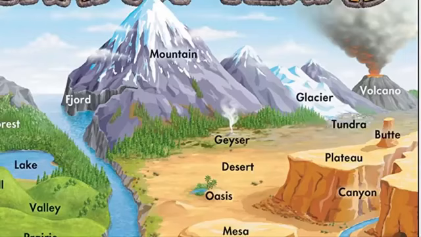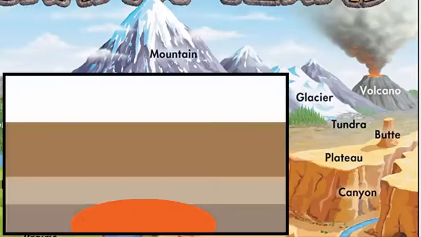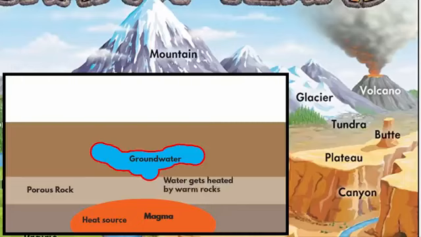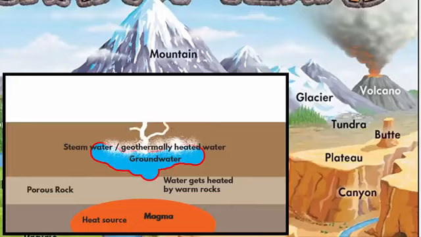The next one is the geyser. Now geysers are like hot springs, where warm water comes out of the ground. So how does the water become so warm? When surface water comes in contact with rocks that are heated by magma. This is called geothermally heated water. It then rises towards the surface by the process of convection.